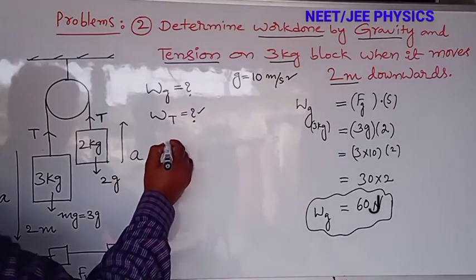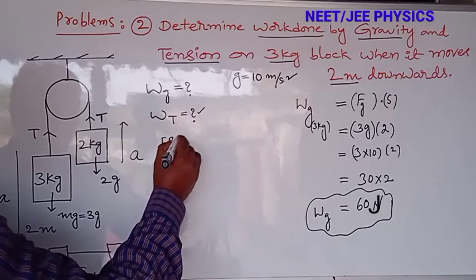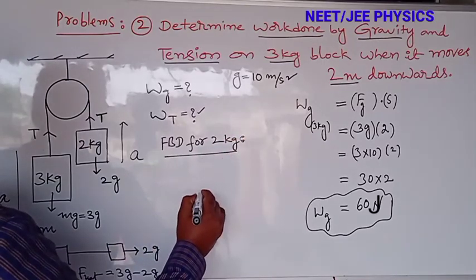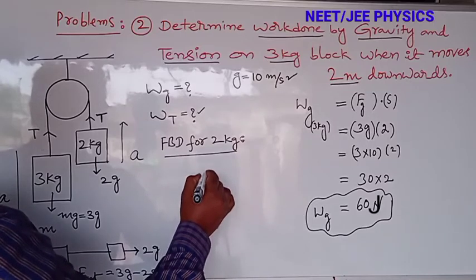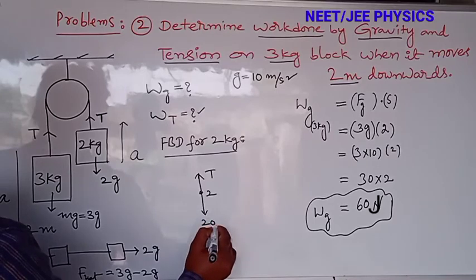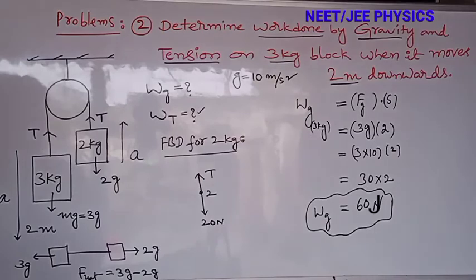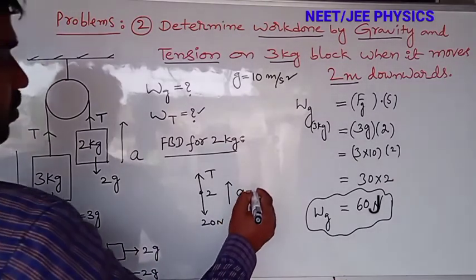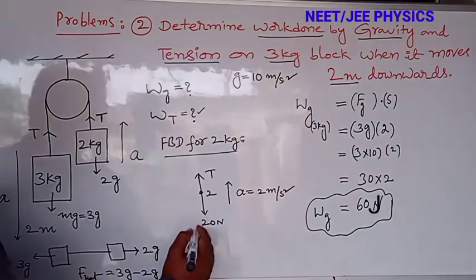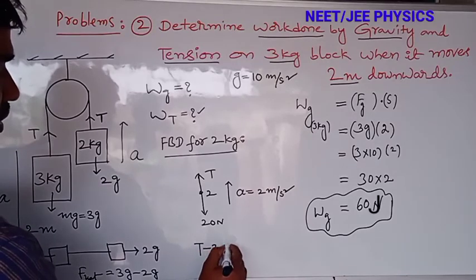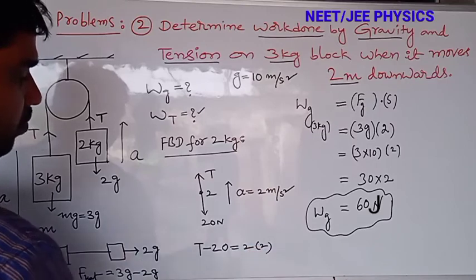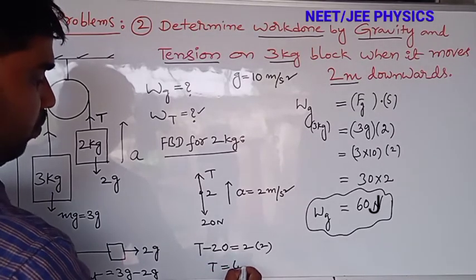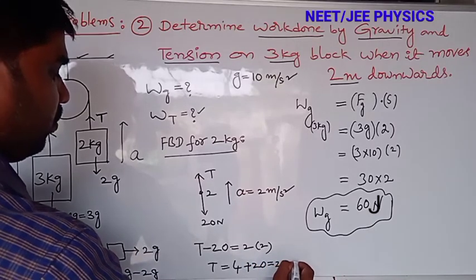Next, coming to the work done by tension on the 3 kg block. For that, first you need to find out the tension. To find the tension, write the FBD for the 2 kg block or the 3 kg block, whichever. I am writing the FBD for the 2 kg block. This is 2 kg, upward tension T, downward 20 newton, 2g means 20 newton. It is accelerating in the upward direction with a. So here acceleration is 2 meter per second square. Write the equation F net equals ma. From that, upward force T minus 20 equals 2 into a, 2 into 2. Here T equals 4 plus 20, which is equal to 24 newton tension force.